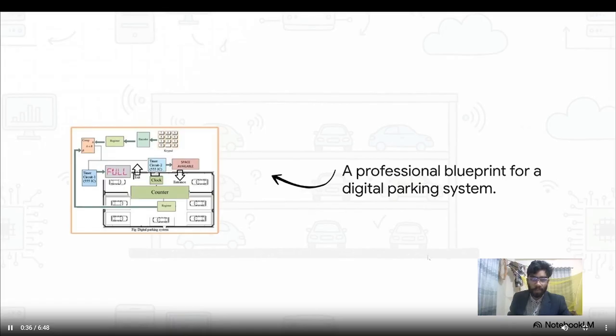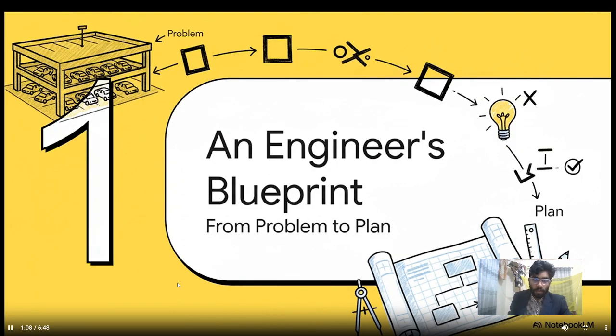And this is our roadmap. This diagram shows the whole shebang, a complete professional digital parking system. You can see all the pieces, the entry, the exit, the counter, the timers, the signs. Now it looks pretty complicated, I know, but we're going to break it all down by following the plan.